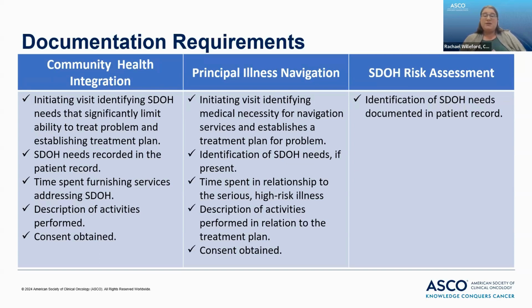It's important to note that while these services may be performed by auxiliary personnel, with the exception of the social determinants of health risk assessment, they are reported by the billing physician or qualified healthcare professional. So all of these are reported by the billing provider, but they are performed differently. Community health integration and principal illness navigation are performed by auxiliary personnel. Social determinants of health risk assessment can be performed by either the clinician or the auxiliary personnel. Community health integration and principal illness navigation are performed incident to the professional services of the practitioner and are subject to general supervision guidelines.